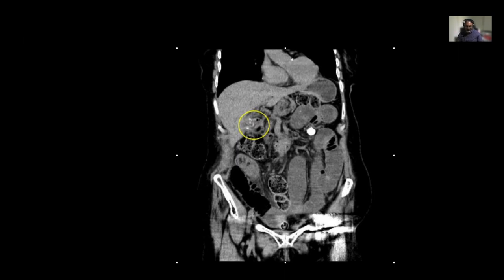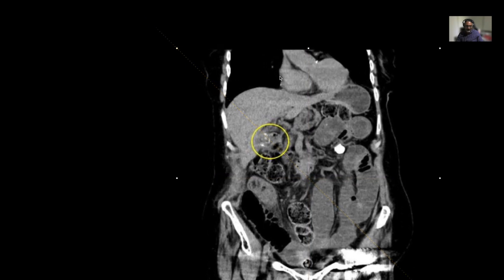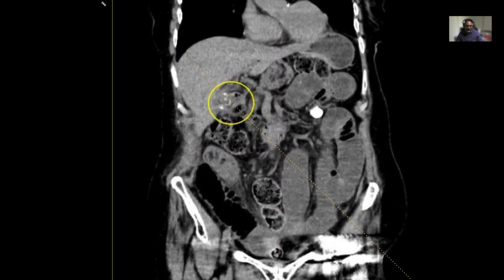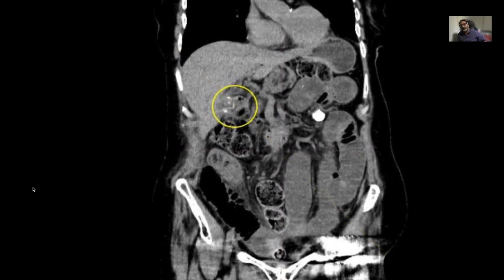What do you think that is? I should make it bigger. What structure do you think it is in? And once you figure that out, it'll become much easier.